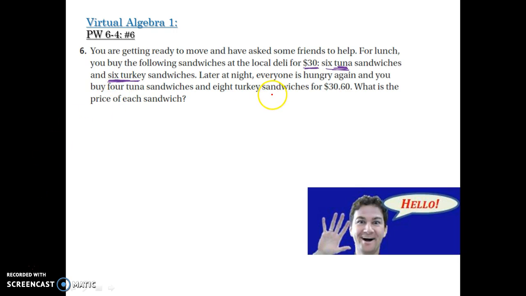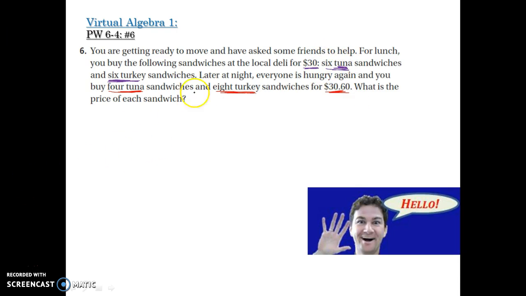And your friends are such wonderful people that by the time dinner comes around, they're still helping you move. So at dinner, you buy 4 tuna sandwiches and 8 turkey sandwiches for $30.60. And the next day, you're like, man, how much did each one of those sandwiches cost? I just have to know. So let's find out how we can figure that out.